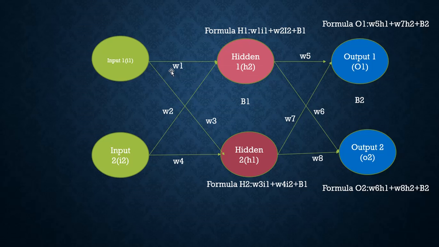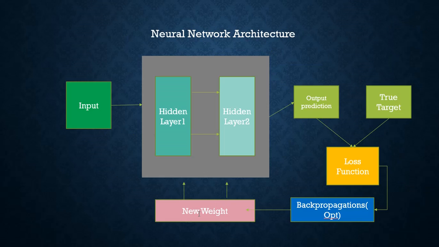Initially, the first time it will give some random value. If the loss function value is very high, it will give another weight to reduce the loss function. The new weight will go into this black box, and again, using the same formula, the output will be predicted and compared with the true target. If the loss function is very minimum, it will stop the process. If it is high, back propagation will go again and assign a new weight. This cycle will repeat n number of times until the loss function reaches a very minimum value.